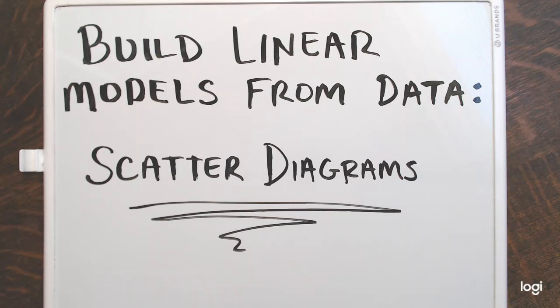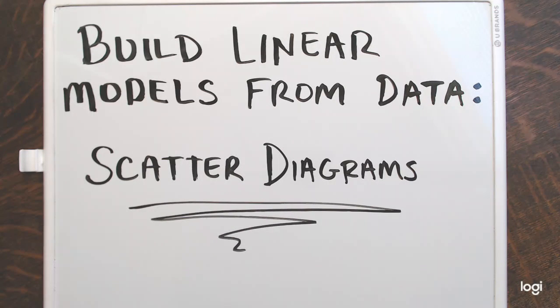This part of the building linear models from data video series is on scatter diagrams, also known in most statistics textbooks as scatter plots. So scatter diagram, scatter plot, and it's just a lot of plotting points. And we'll get into actually building a linear model from just a collection of points on the plane in a video after this.